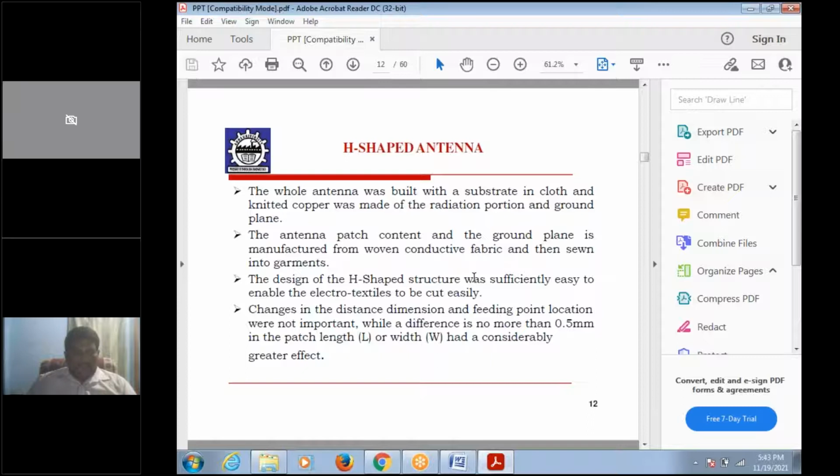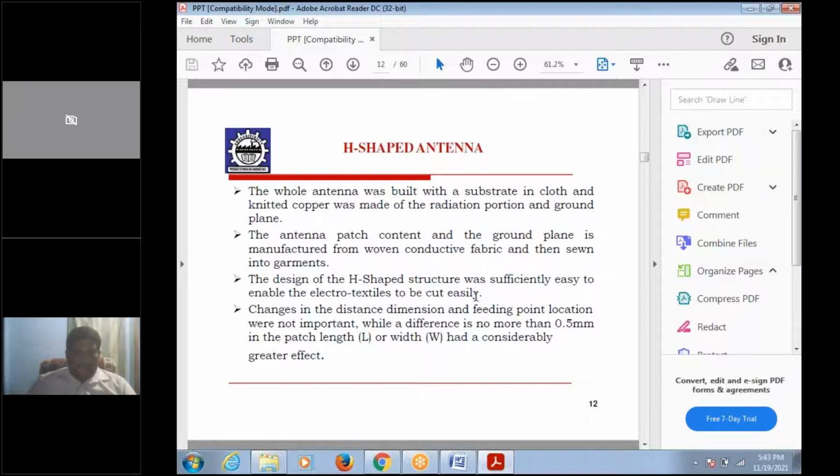Therefore, the design is used for an electrotextile to cut easily. That means the diode operations are D1, D2, and D3 for traditional diode operations. We can implement the resistivity of each and every material to cut every piece easily, the electrotextile textiles. So it is easily used for the textile antenna.